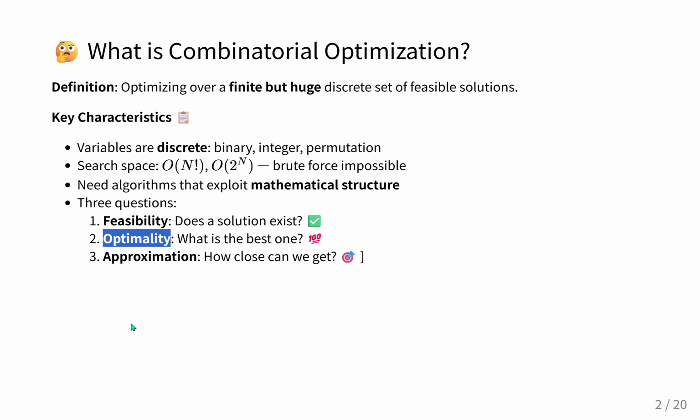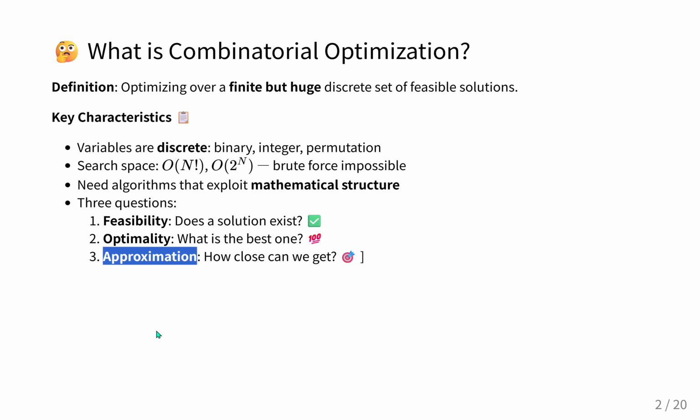The best possible answer. But if we're dealing with those impossible scales, like the outfit analogy, finding that perfect optimality is basically a dead end, right? We literally don't have enough time in the universe. Exactly. Which brings us to the third question, which is approximation. If we can't find the perfect answer, how close can we mathematically guarantee that we get to it? So we just settle for good enough? Do we just give up on finding the best answer?